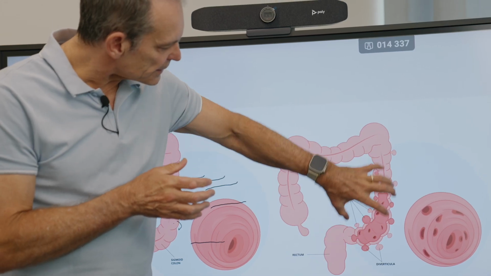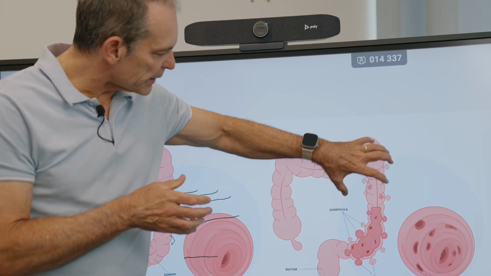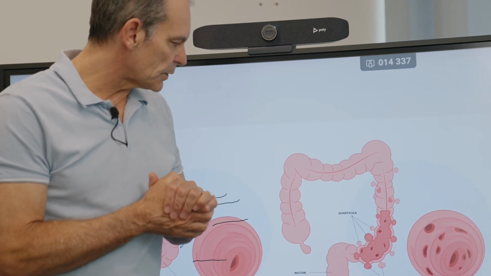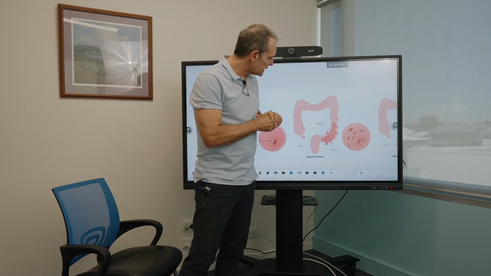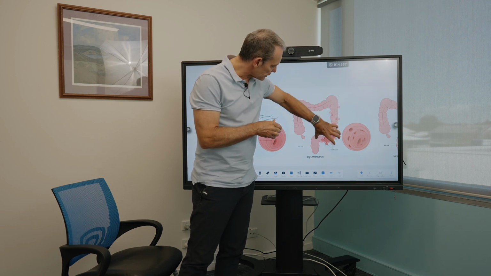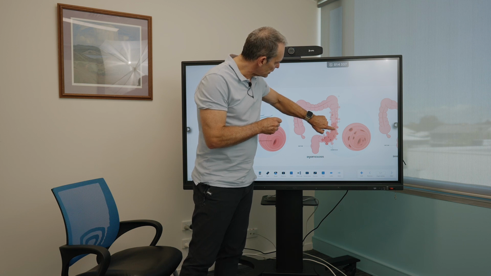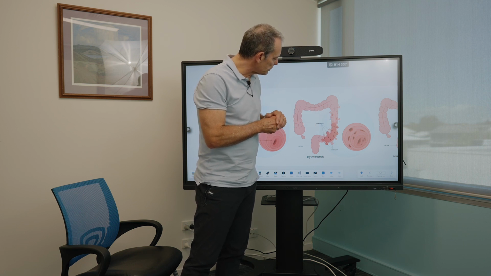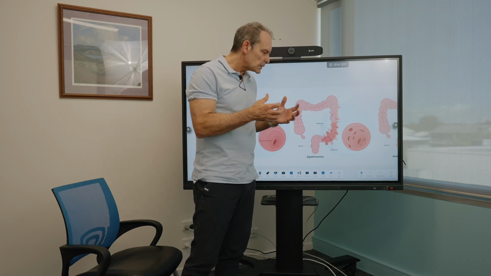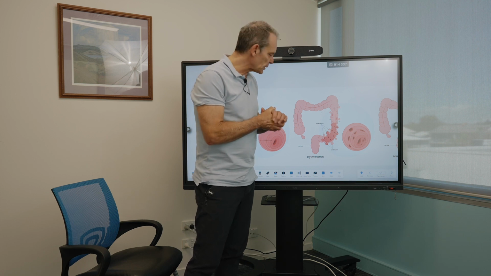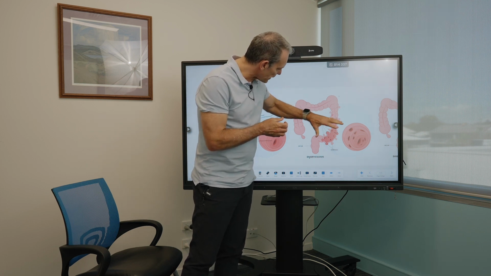Why do we get diverticular disease? And why do we get it particularly on that side of the colon? The reason for that is that the pressure in this side of the colon is increased. There's weak points in the bowel where the blood vessels go through the bowel wall, and if you get long-standing pressure, long-standing constipation, those little pockets pop out.